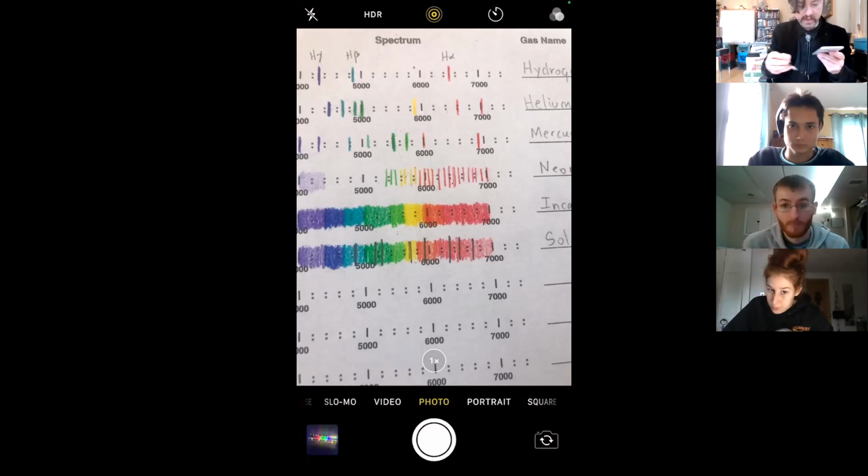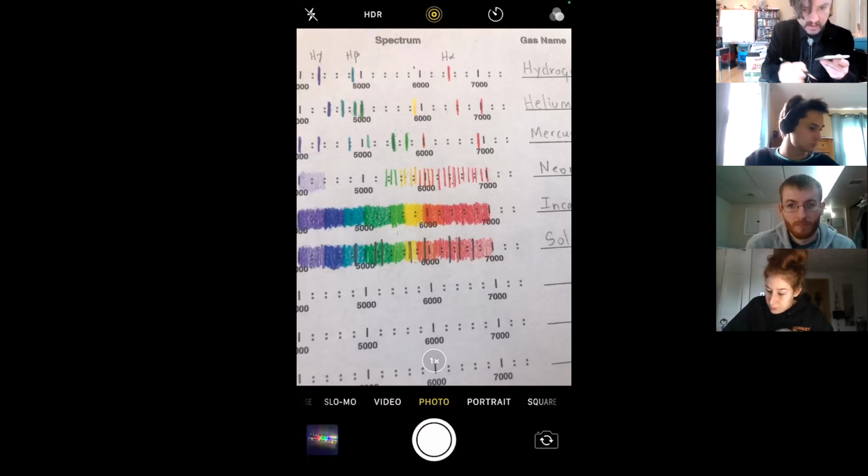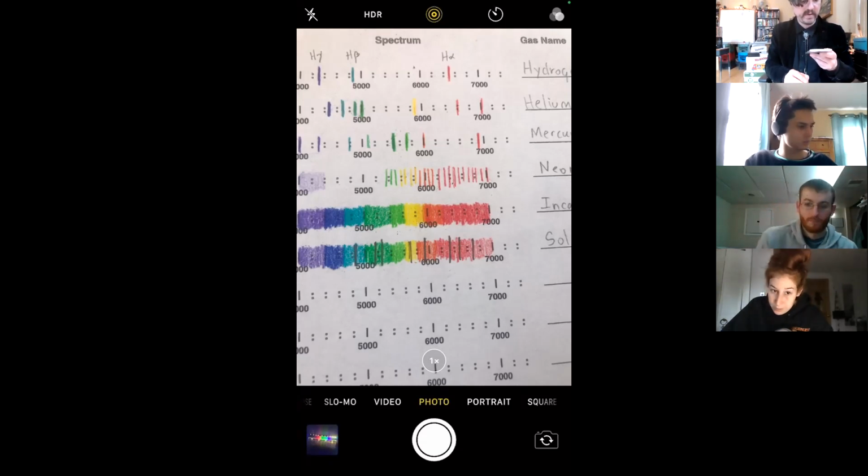Okay. This type is, I'm sorry, continuous. And this type is called absorption. So I'd like you to label your 3 different types of spectrum: emission, continuous.